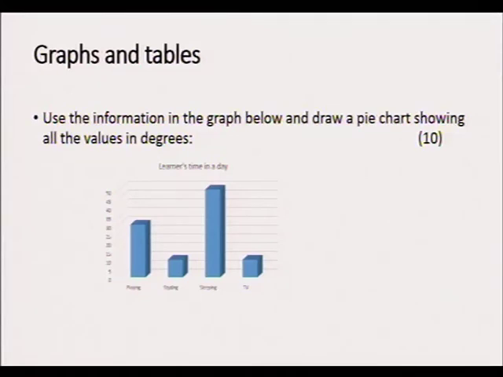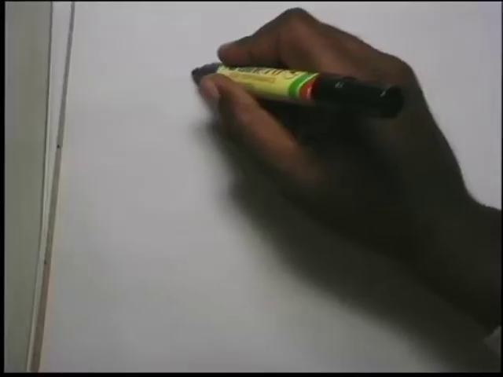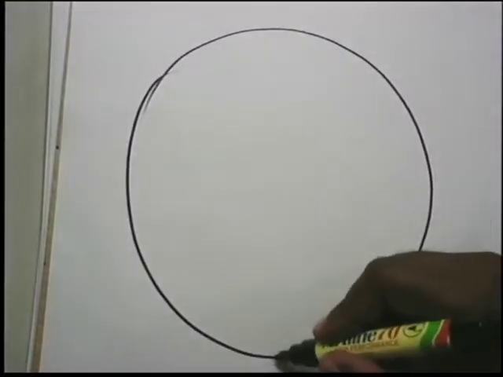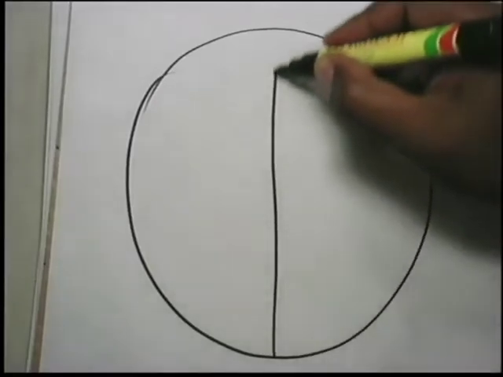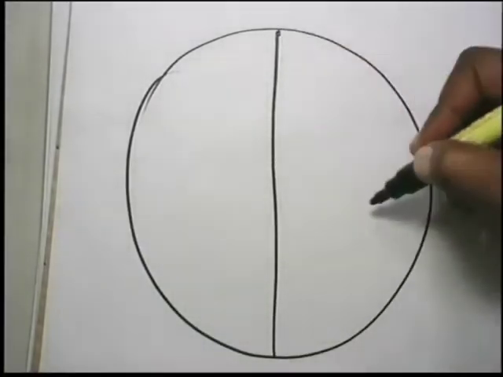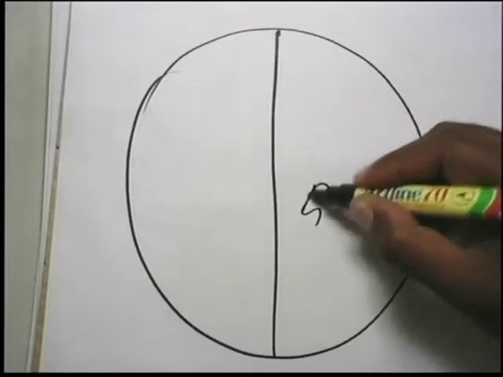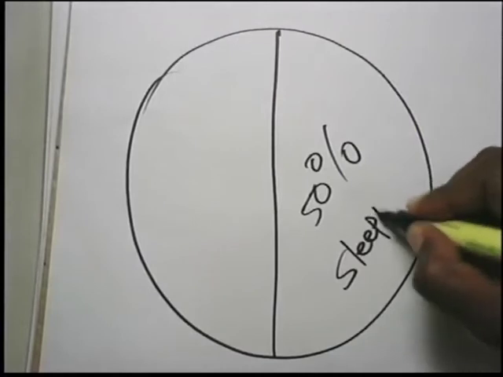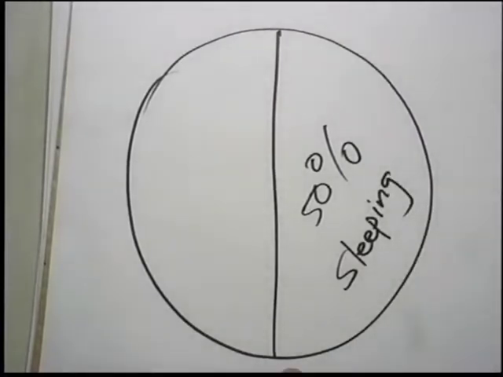So what do you do when you're drawing a pie? The first thing that you do is draw a round circle. Then you can see that for sleeping, there is 50%. If there is 50%, you can already divide your pie in half, because you know that this is 50%, that is 50%. So this 50% is now for sleeping, for example. And then you can see how you can do your measurements to divide the other half, which is not taken care of.